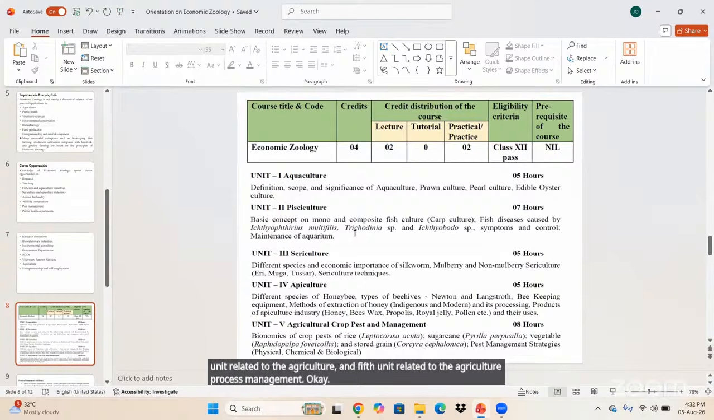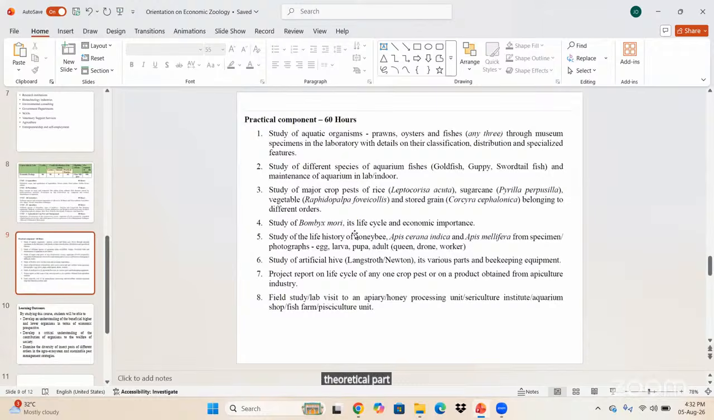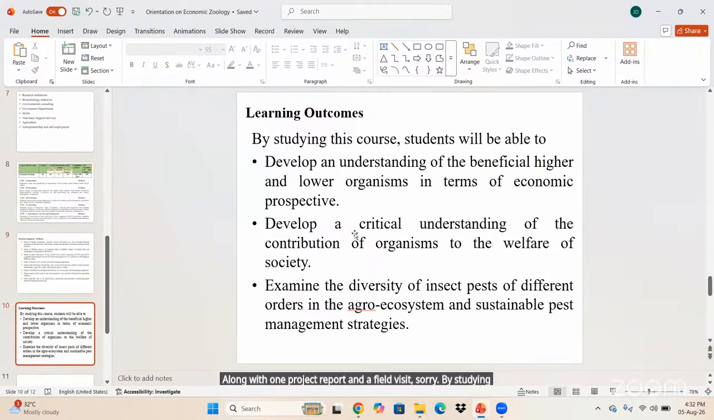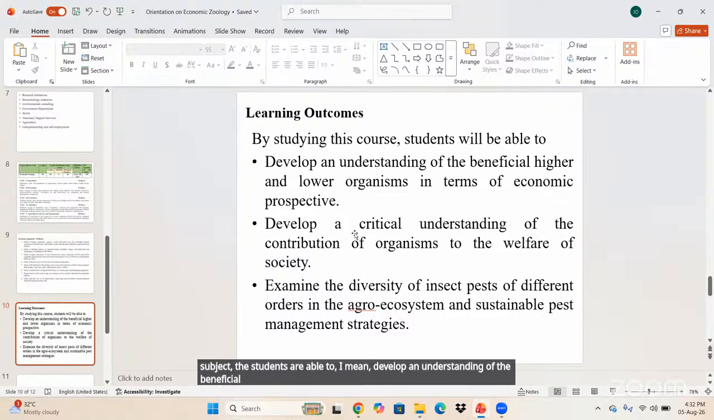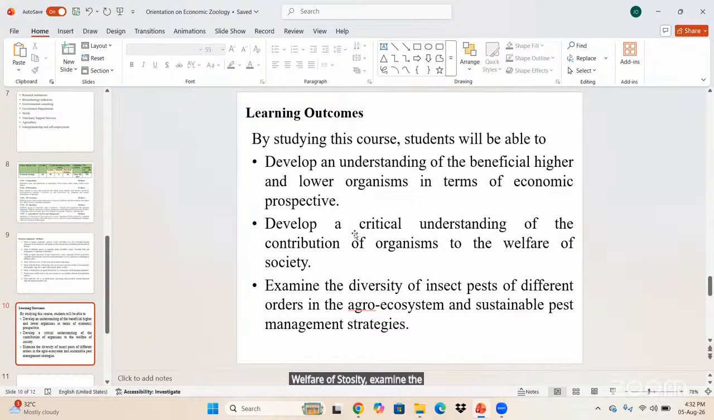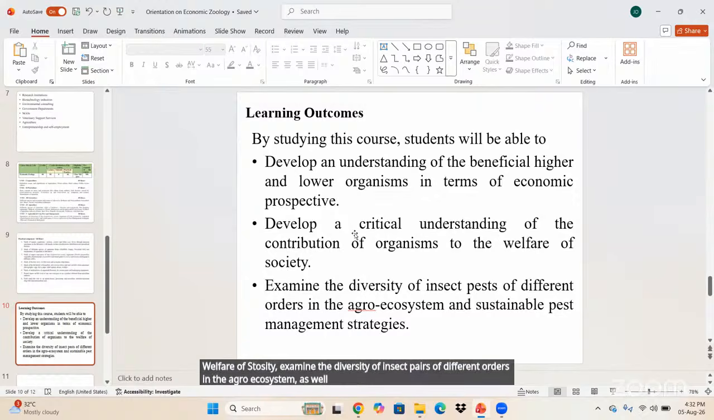Okay, apart from this theoretical part, we have 6 practicals along with 1 project report and a field visit study. By studying this subject, the students are able to develop an understanding of beneficial higher and lower organisms from an economic perspective, develop a critical understanding of the contribution of organisms to the welfare of society, and examine the diversity of insect pests of different orders in the agro ecosystem, as well as sustainable pest management strategies.